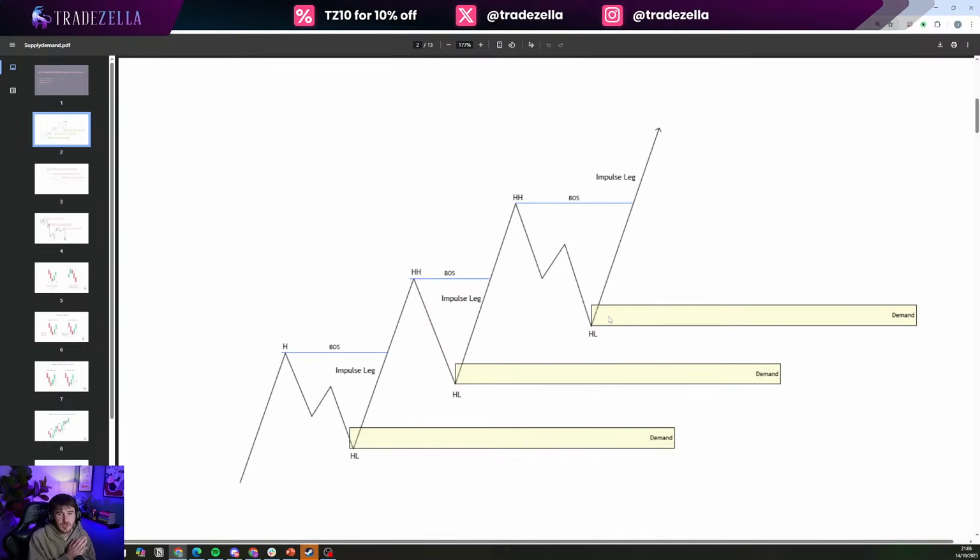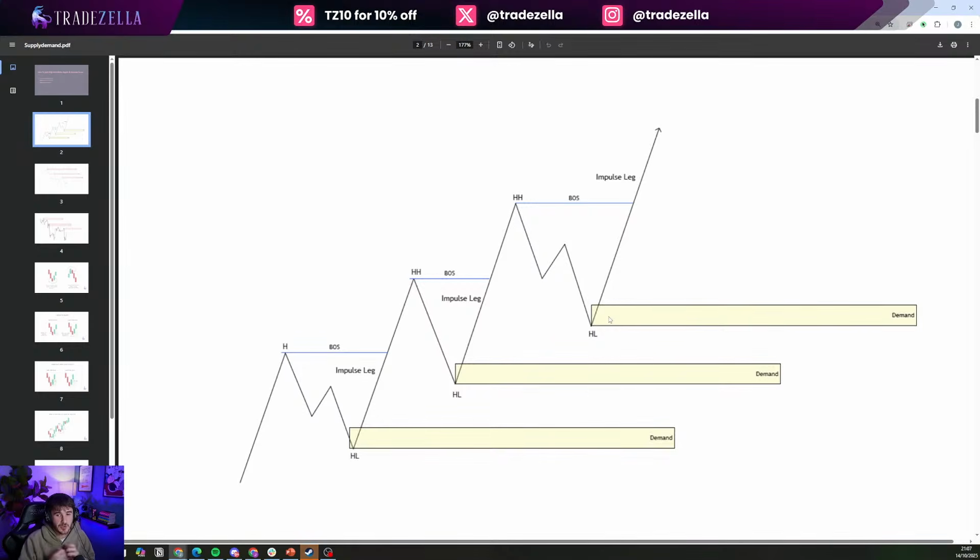And these breaks of structure are the foundation of everything. They tell us when institutions are expanding price in one direction and when they're taking profit or accumulating for the next move. So in between these impulse legs, price consolidates. That's where liquidity builds. Those ranges are the base for the next expansion. So when we identify market structure correctly, we're not guessing trend direction anymore. We're literally mapping out the footprints of institutional behavior.